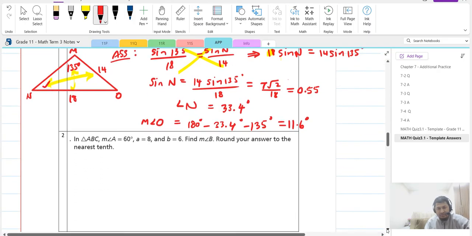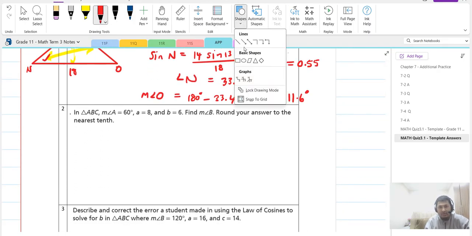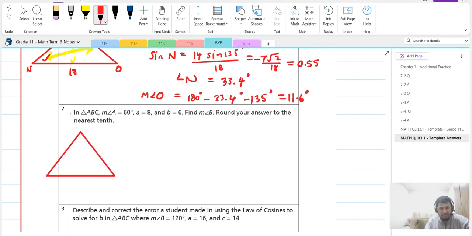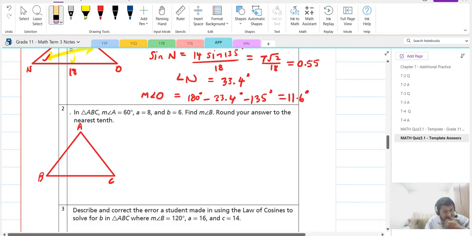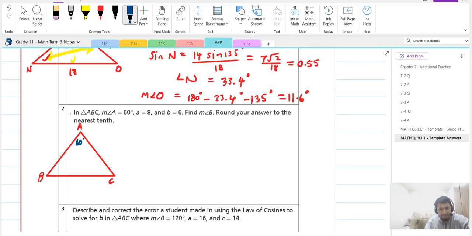Alright, let's look at question 2. Same story, we have to draw a triangle, not drawn to scale, of course. So we're going to write A, B, C. In triangle ABC, the measure of angle A is 60. Directly opposite A is 8, so let's write 8 here. B is 6, so that is 6. Find the measure of angle B.